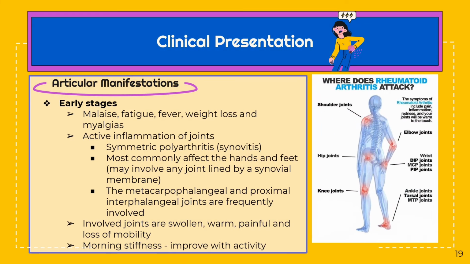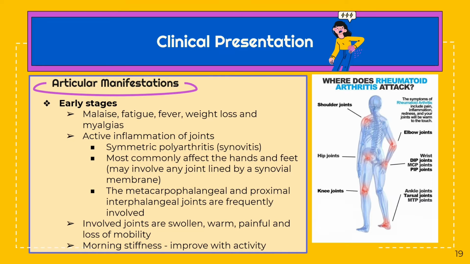Hi, my name is Aina Nabila and I'll be presenting about the clinical presentation. There are two categories, which are articular manifestations and extra-articular manifestations. In the early stages, RA begins slowly with malaise, fatigue, fever, weight loss, and myalgias. After several weeks to months, active inflammation of joints starts to appear.